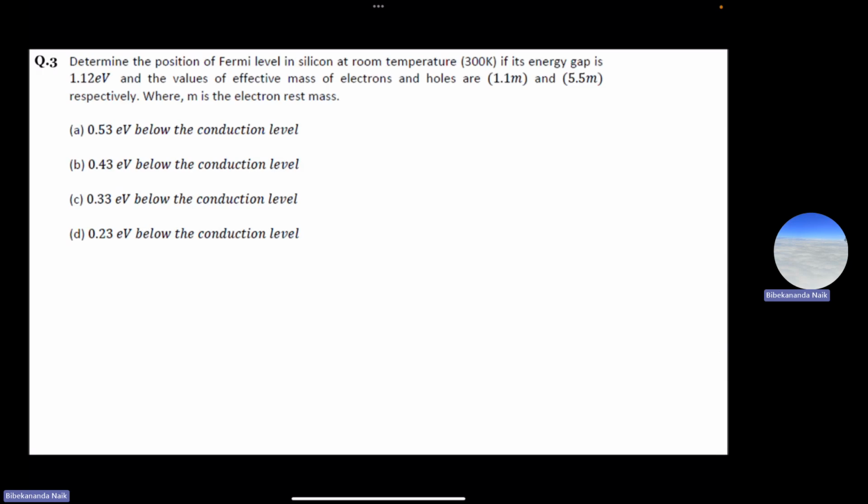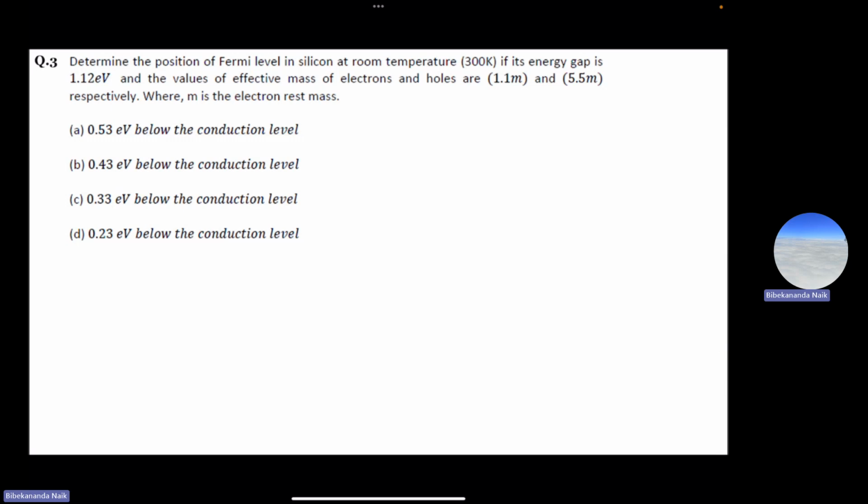Then question number 3. Determine the position of Fermi level in silicon at room temperature 300 K if its energy gap is 1.12 electron volt and the values of effective mass of electrons and holes are 1.1 into mass of electron and 5.5 into mass of electron respectively. Here m is the rest mass of electron. The question is pretty much similar, but here we need to find out for a different semiconductor and the temperature is also different. So we will again put the same formula and calculate the correct option. Options are 0.53 eV, 0.43 eV, 0.33 eV or 0.23 eV below the conduction level.